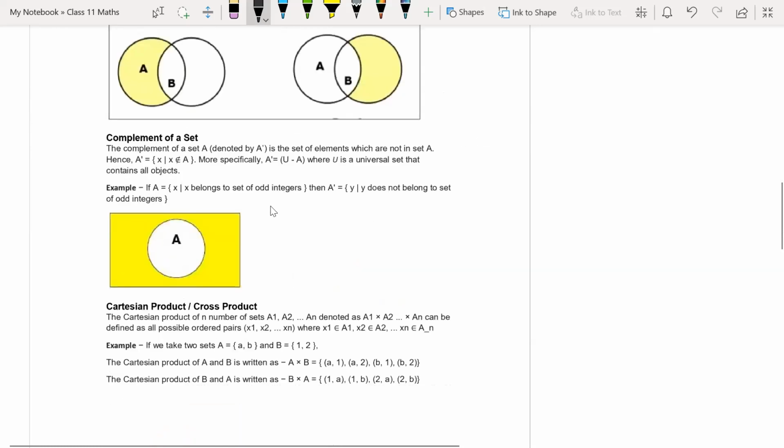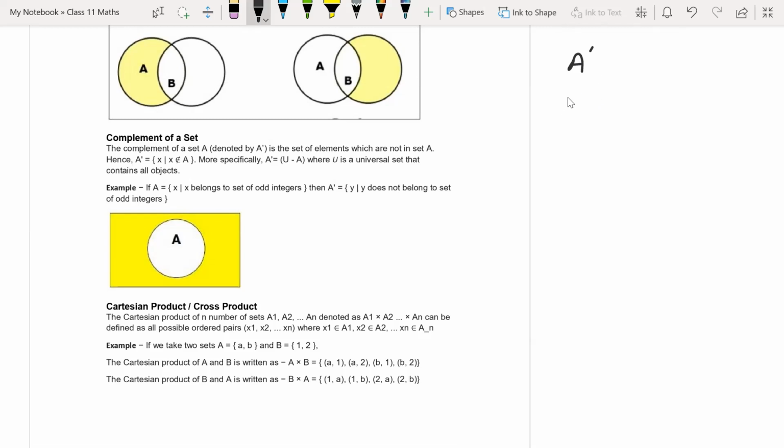Now next, complement of set. Complement of set A is represented as A complement. It is a set of elements which are not in set A, all other elements which are not in set A.